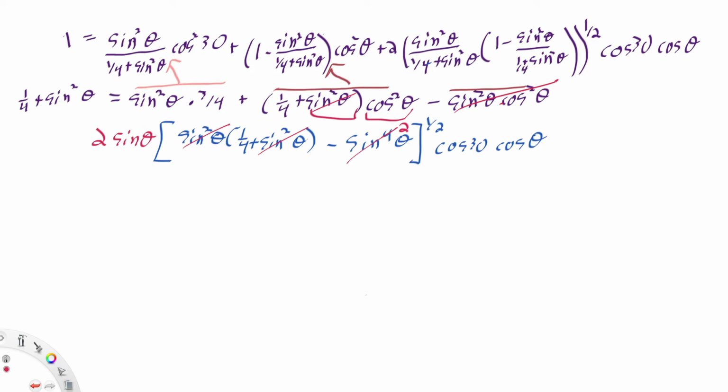Isn't the square root of a fourth a 16th? No, the square of a fourth is a 16th. Right? But a half times a half is a fourth.